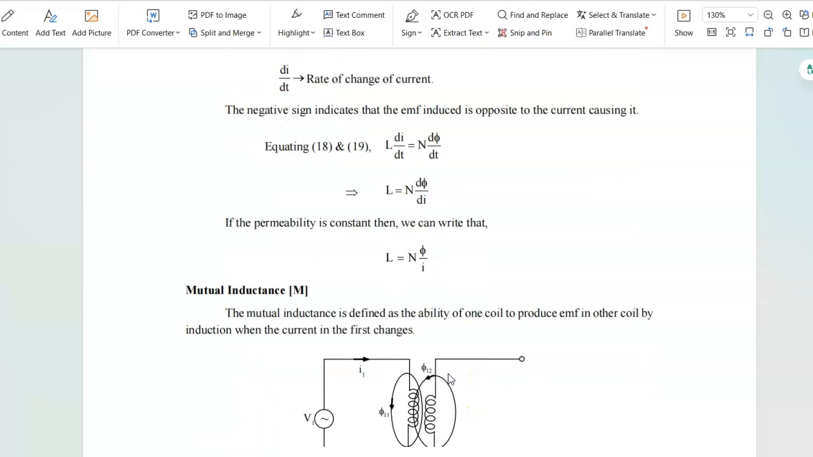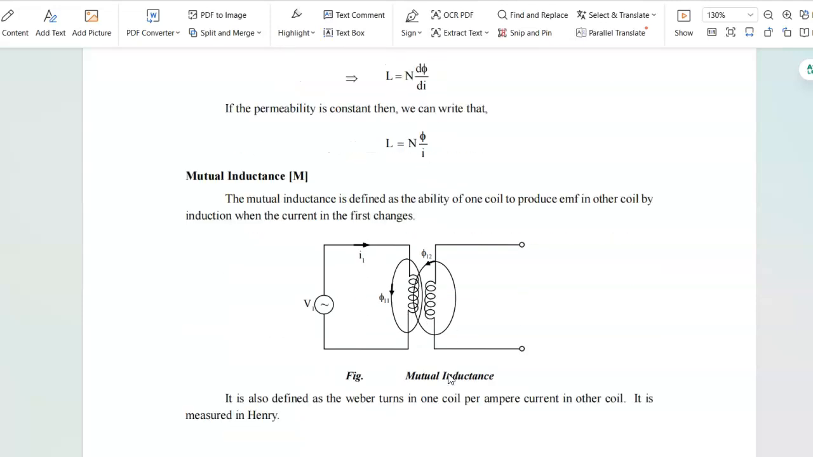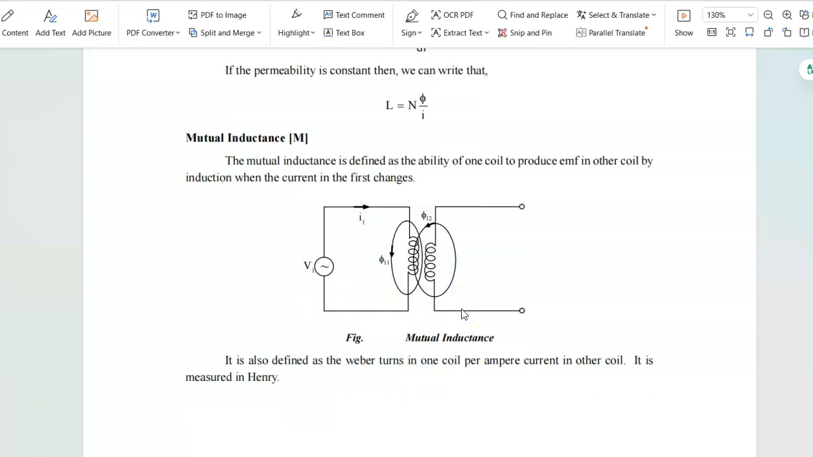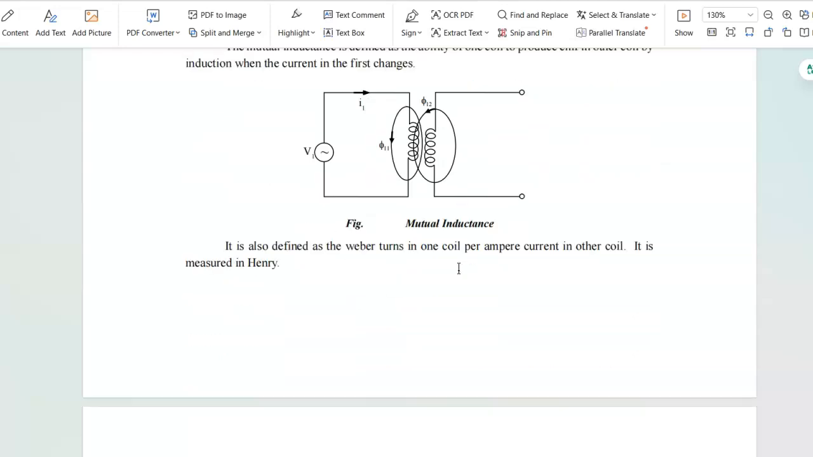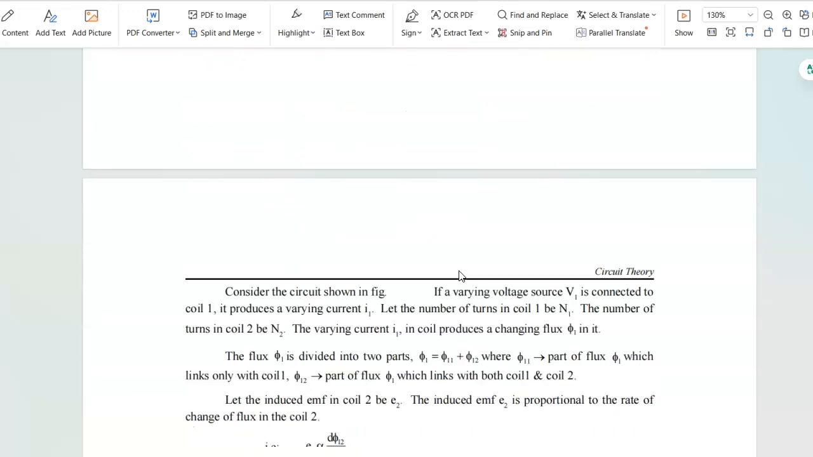And coming to mutual inductance, mutual inductance is defined as the ability of one coil to produce EMF in the other coil by induction when the current in the first coil changes. See, the two coils are placed nearby. The current flowing through the first coil induces an EMF in the neighboring coil. This is due to the mutual inductance. It is also defined as the Weber turns in one coil per ampere current in the other coil. It is measured in Henry.